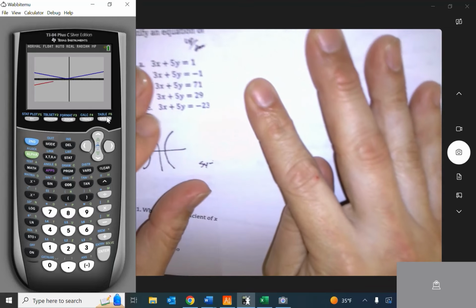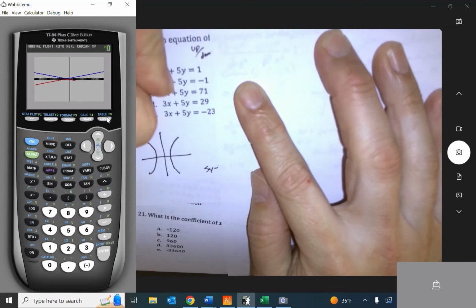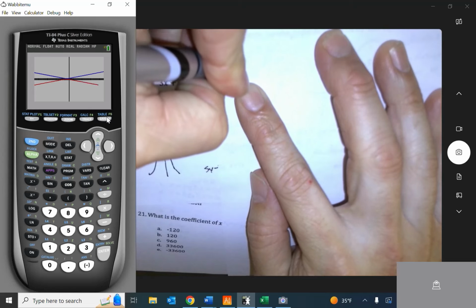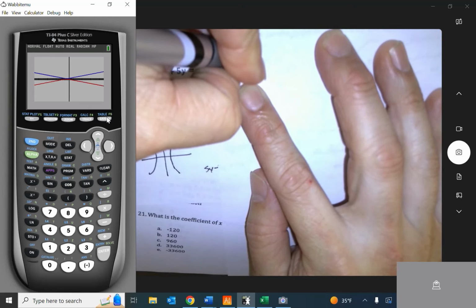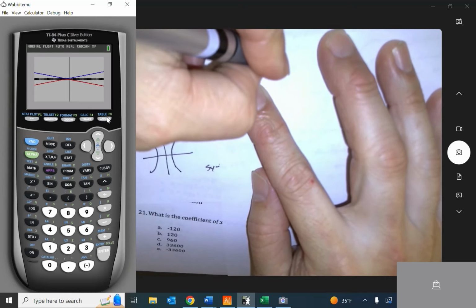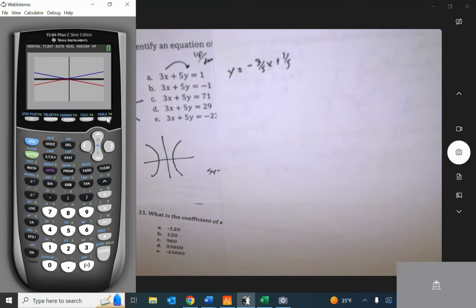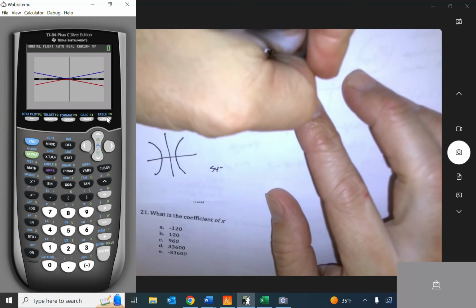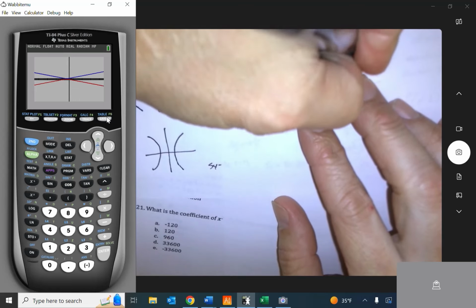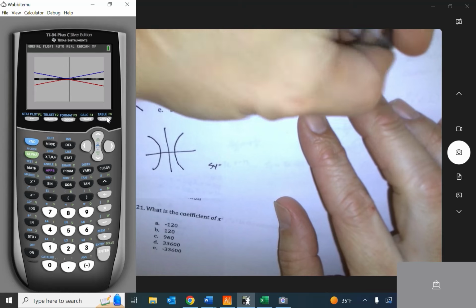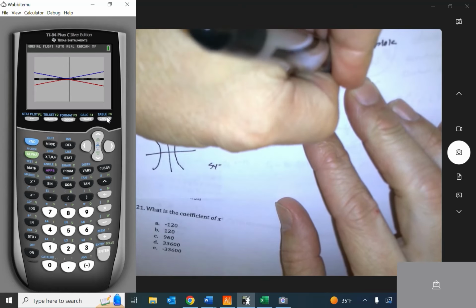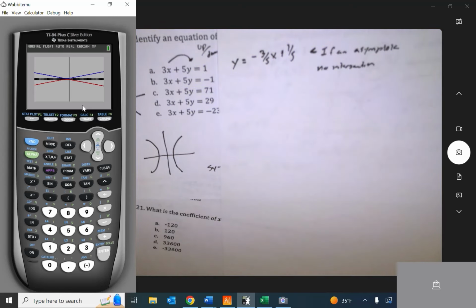Now, I'm going to take each of these equations that they gave us and put them in mx plus b form. So this is y equals negative 3/5 x plus a fifth. And if it's an asymptote, I don't cross it. So if it's an asymptote, there is no intersection. These are slant asymptotes. The color calculators make these things not so bad.